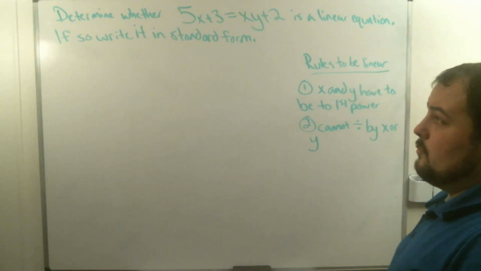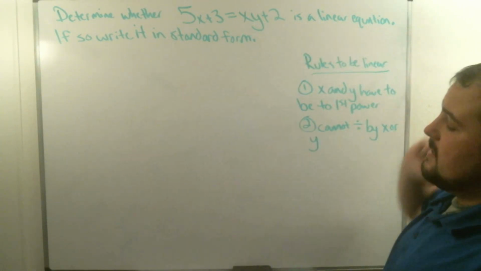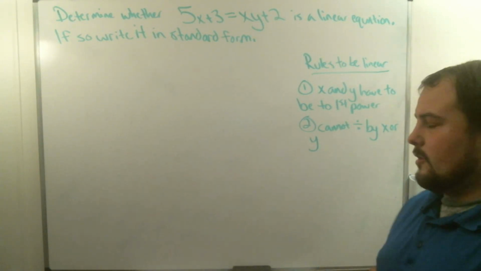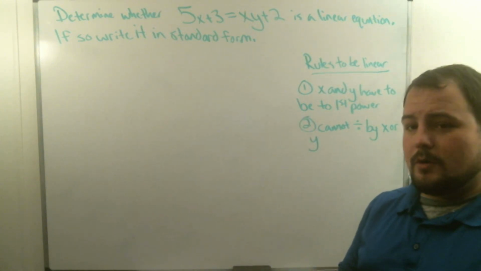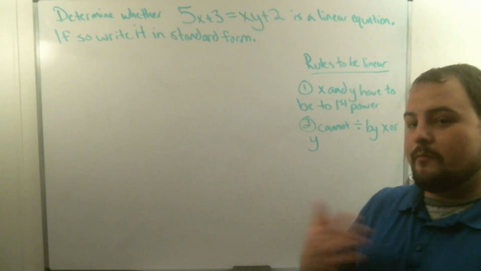In our first example, we're going to look at this equation. We're going to determine whether or not this is a linear equation. So we just need to be able to say, is it a linear equation? Now, if it is, we have to write it in standard form. So most of the time, we're going to try to get the equation in standard form if we believe it is a linear equation.